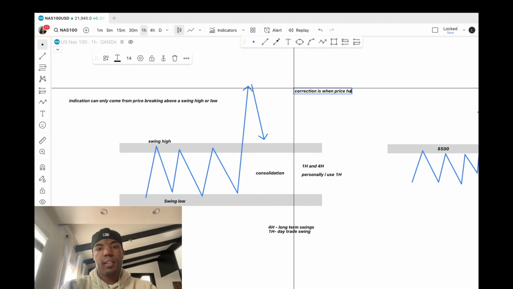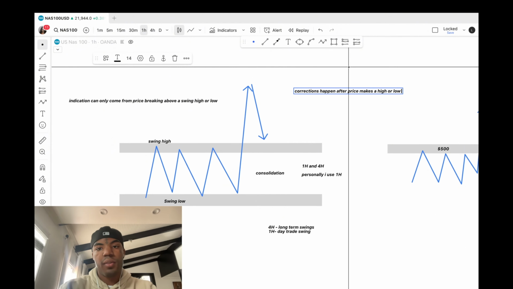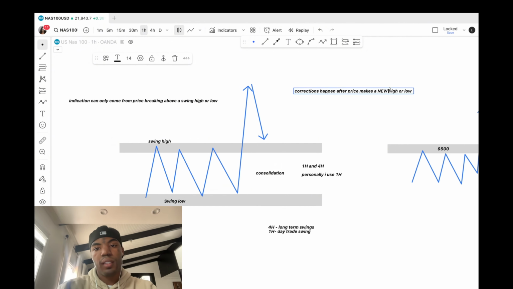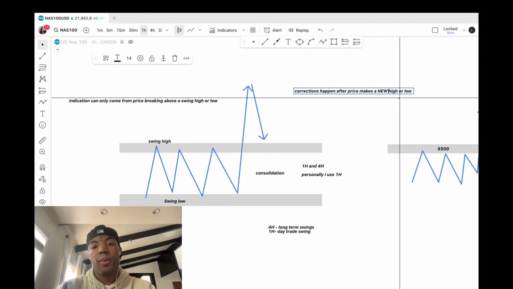Price, or let's say it like this: corrections happen after price makes a new high or a new low. That's the biggest point. So this normally happens after a new high or a new low.